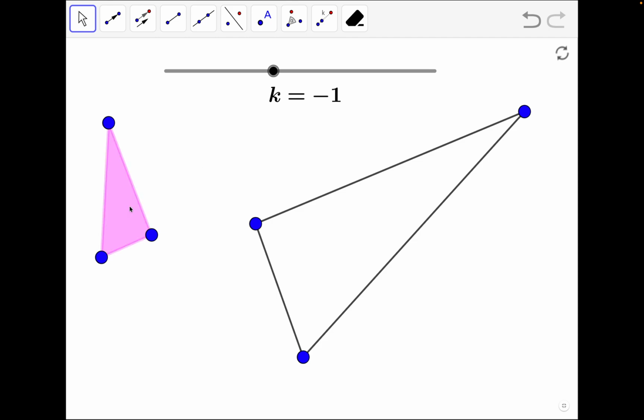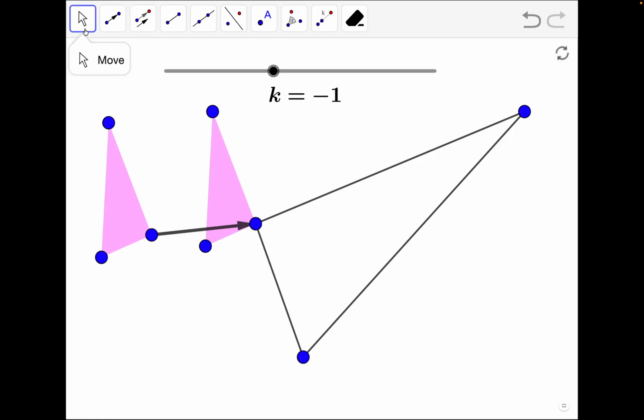Let's use transformational geometry to prove this triangle similar to the outlined one right here. Okay, now it looks like this corner kind of matches with this corner right here. These two correspond. So let's make a vector here and translate. So there's the vector, and we'll use the translate by vector tool to translate this triangle by that vector.